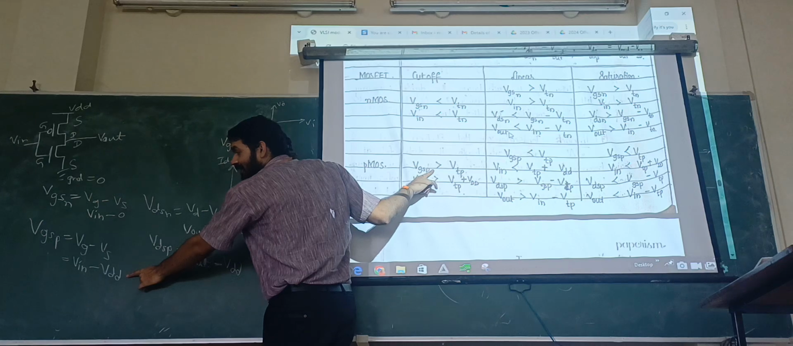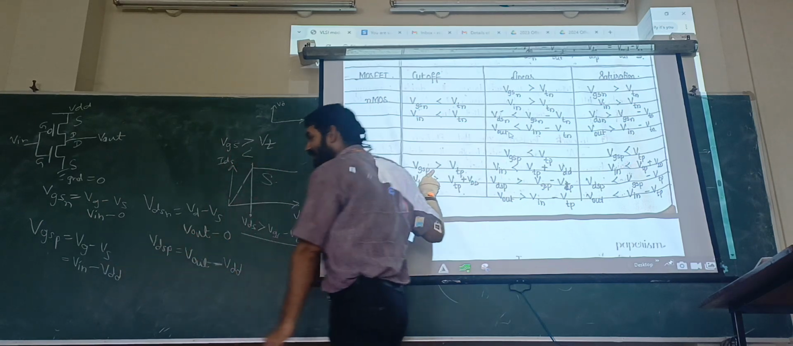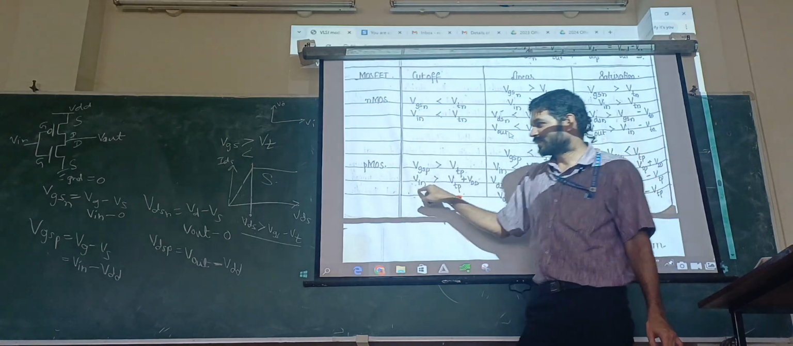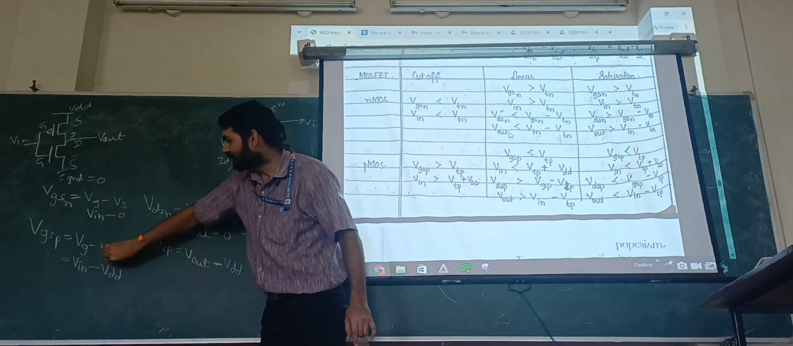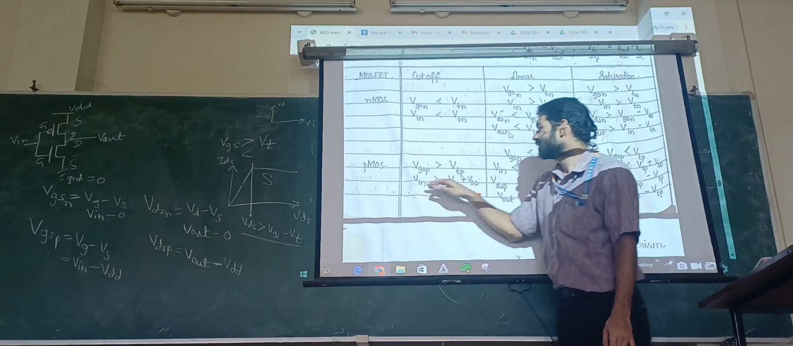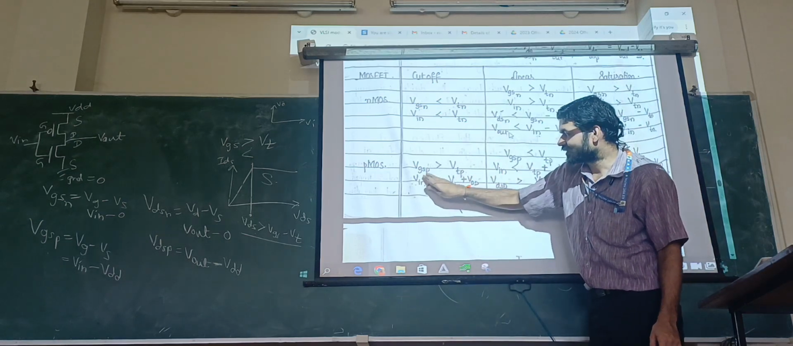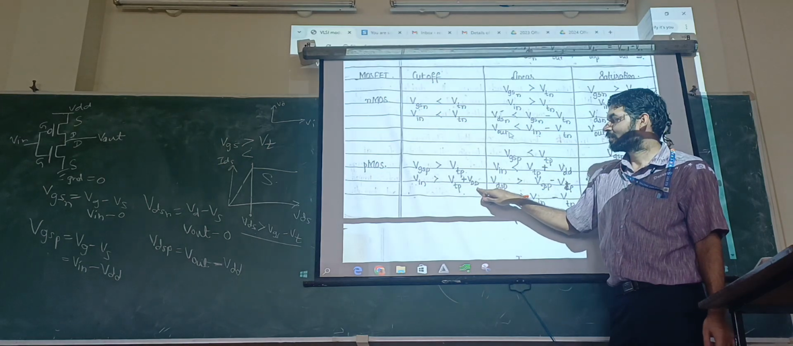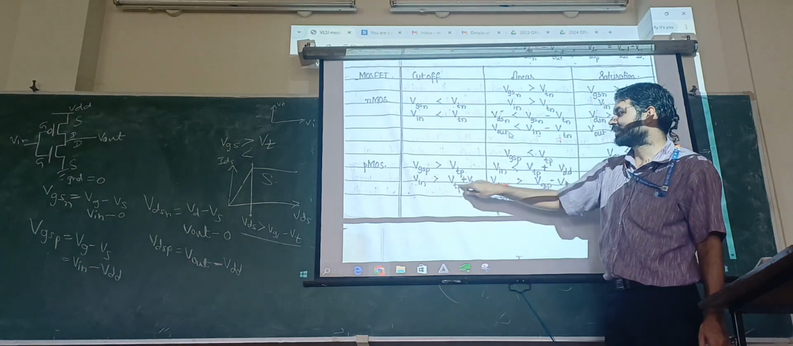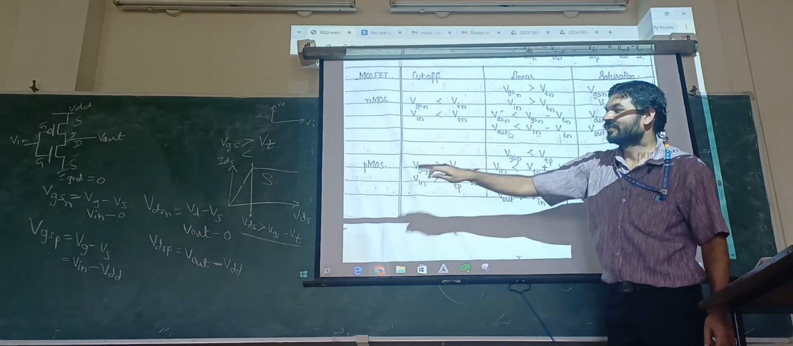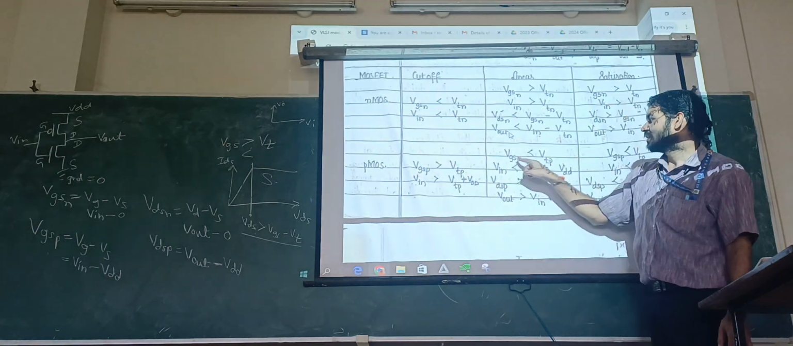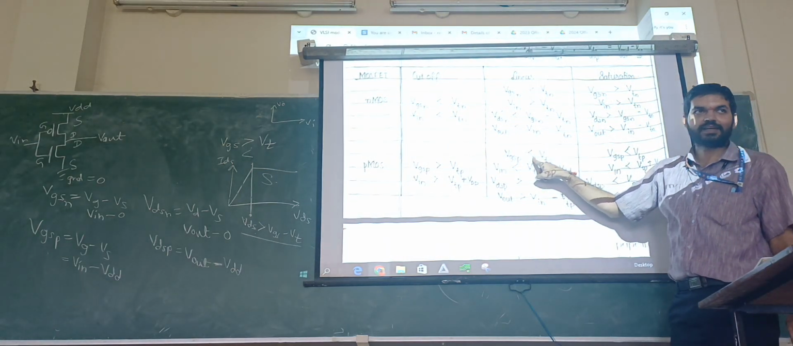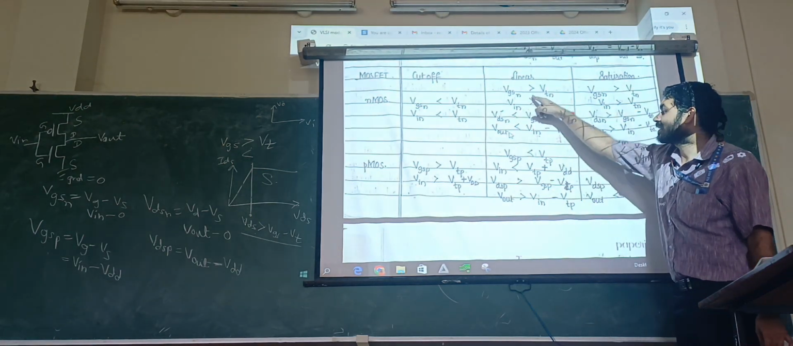V minus VDD. Now VN greater than VTP plus VDD. We moved VDD to the opposite side, minus VDD becomes plus. NMOS PMOS complementary. Greater than becomes less than.